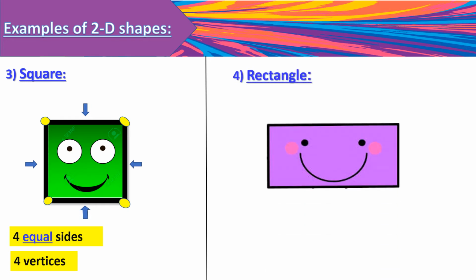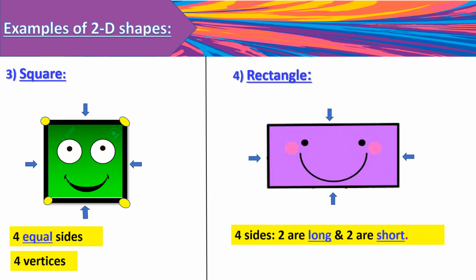Okay, let's move to our rectangle. It has 4 sides also. 1, 2, 3, 4. But do you notice anything? Are these sides of the rectangle equal or not equal? They are not equal, but each two opposite sides are equal. So it has two long and two short sides. How many vertices? 1, 2, 3, 4. 4 vertices. Great.